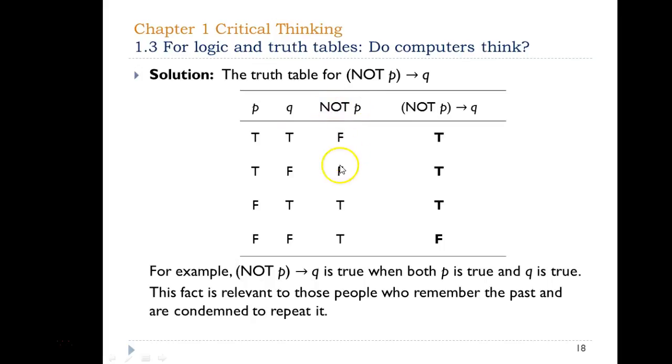Then we'll find not P and fill in the column. Then we evaluate the conditional. For example, not P implies Q is true when both P is true and Q is true. This fact is relevant to those people who remember the past and are condemned to repeat it.